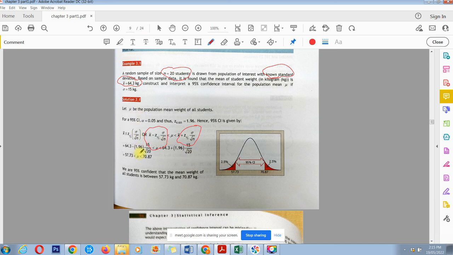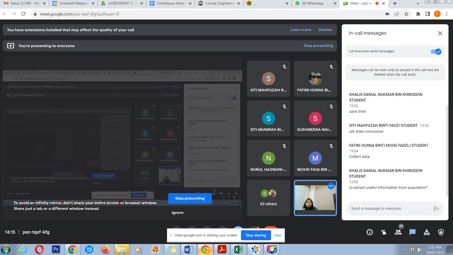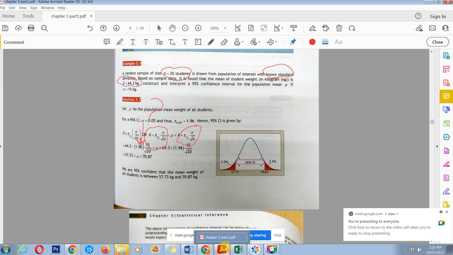So my question here is, where do you get 1.96 here? How do you get this? Fatini Husna, how do you get 1.96? How do we get Z alpha over 2 as 1.96? Why did they put 1.96 there? The question is on the screen, in the book, page 93. Why, how do we get 1.96?